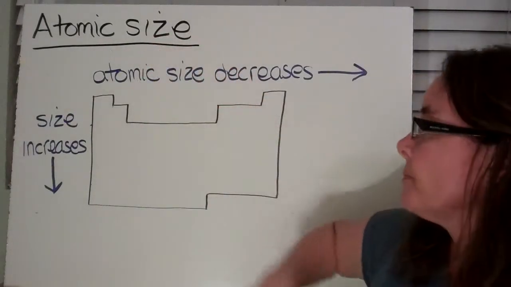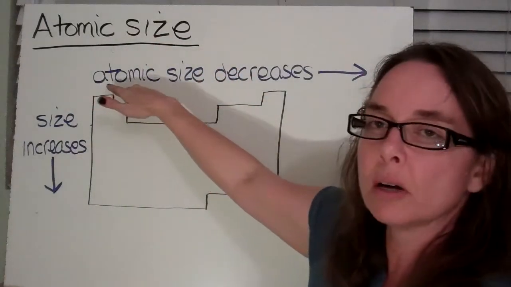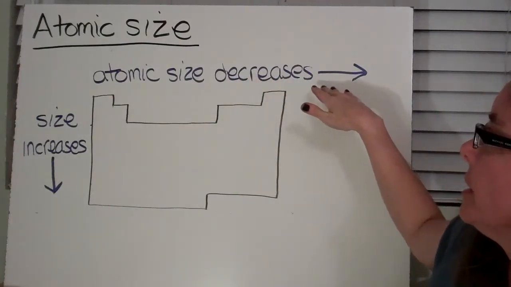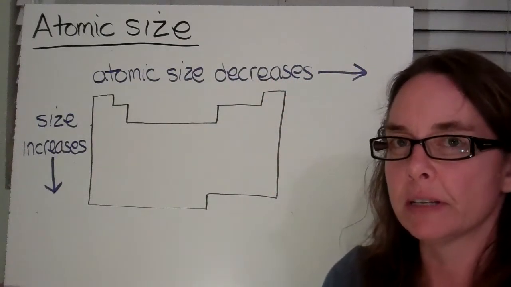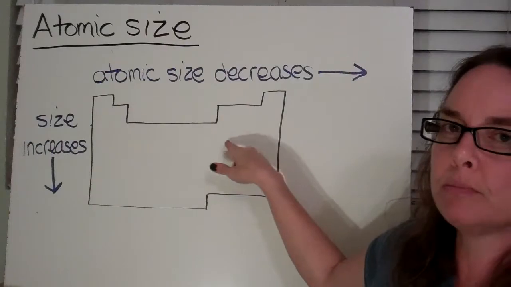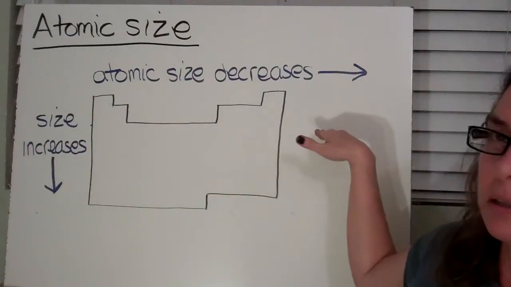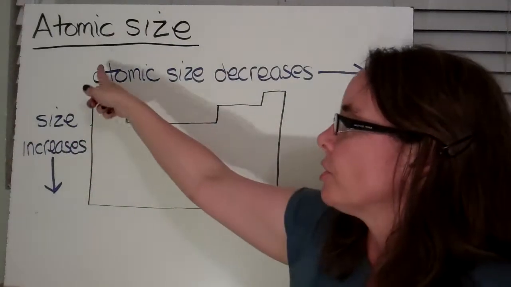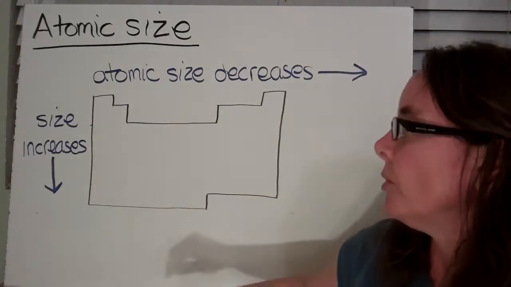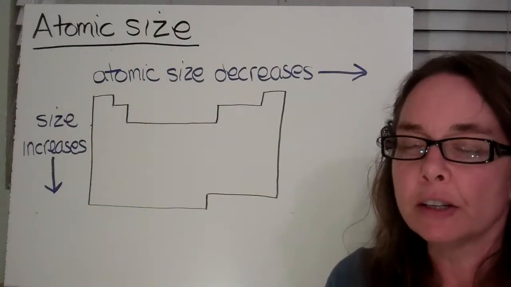Atomic size. As you go across the periodic table this way, atomic size decreases. The atoms actually get smaller from one side of the periodic table to the other. As you go down the periodic table, the size actually increases.